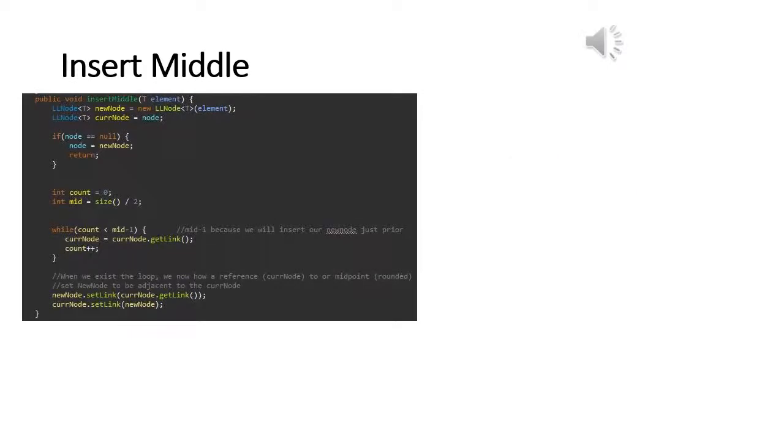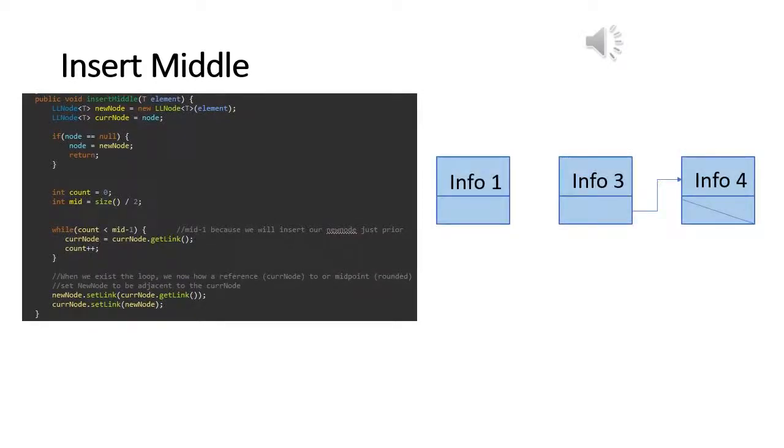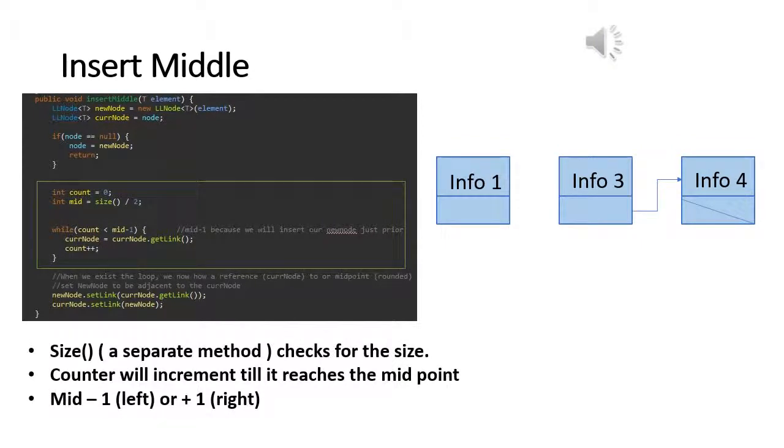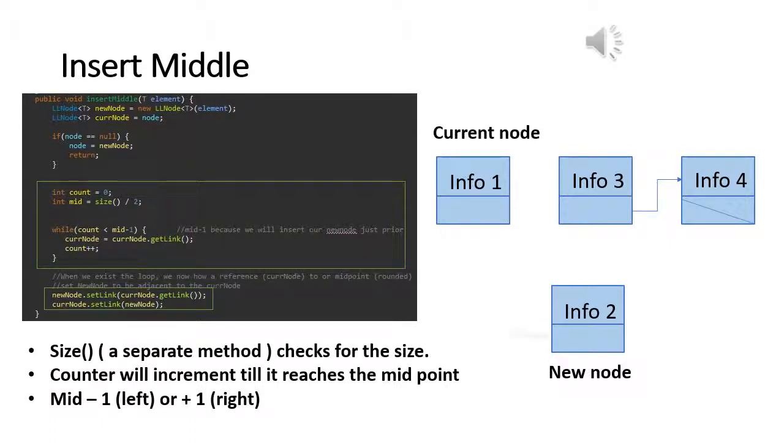Lastly, insert middle. We have a pointer for traversal as well as the if empty condition. This portion of the code has a counter set to 0 and a variable mid for middle insertion. Size is just a separate function to determine the capacity within the list. The while checks for the counter less than mid minus 1, so when we reach the location, it goes to the left because we don't want it to hit directly to the midpoint. We then use the new node to attach the link at the current node connecting to it.